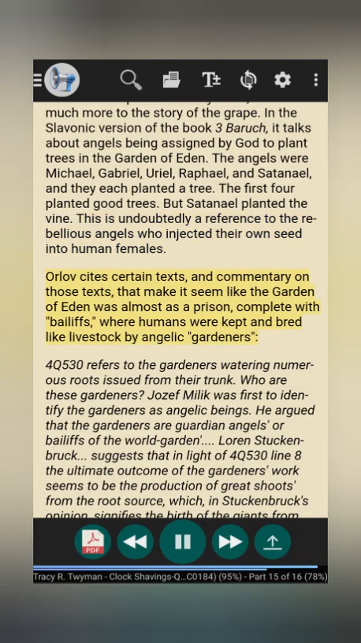Orlov cites certain texts and commentary on those texts that make it seem like the Garden of Eden was almost a prison, complete with bailiffs, where humans were kept and bred like livestock by angelic gardeners. 4Q530 refers to the gardeners watering numerous roots issued from their trunk. Who are these gardeners? Joseph Milik was first to identify the gardeners as angelic beings. He argued that the gardeners are guardian angels or bailiffs of the world garden.